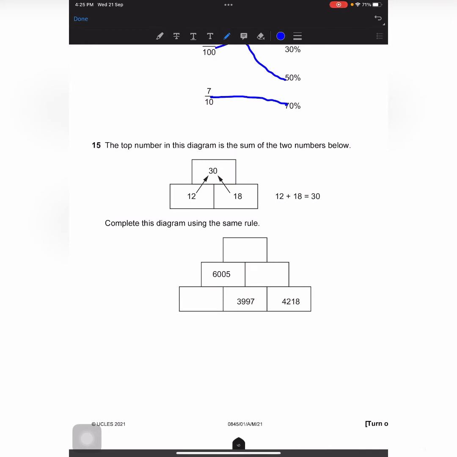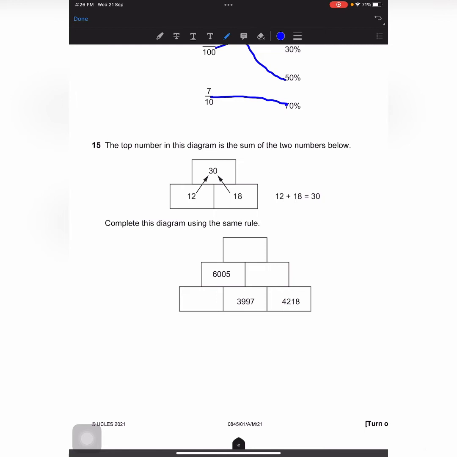The top number in the diagram is the sum of the 2 numbers below. Okay. So as you can see, 18 plus 12 is equal to 30. Now, complete this diagram using the same rule. Okay. So for this question, first what we're going to do is we're going to do some adding.